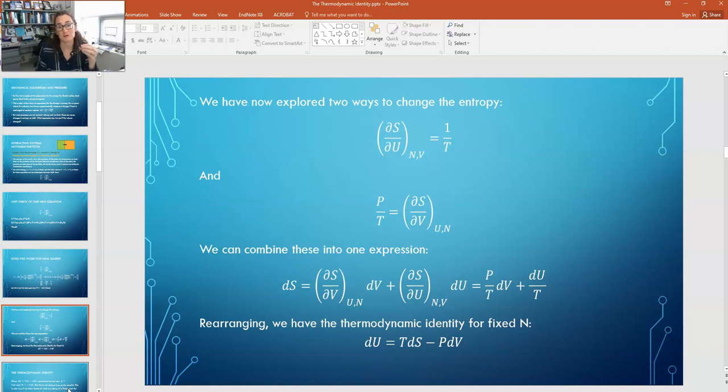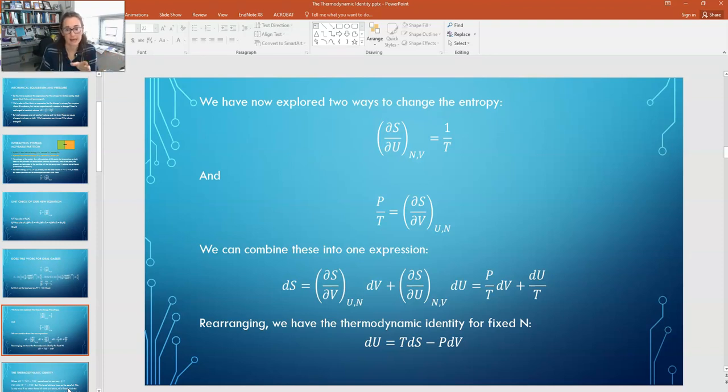Now, we can combine those into one expression. So let's just say that we hold the number of particles constant. If we hold n constant, then our change in s, ds, would be equal to partial s with respect to v, holding u and n constant, times dv, plus partial s with respect to u, holding n and v constant, times du. This is from calculus, so it's the definition of a derivative.